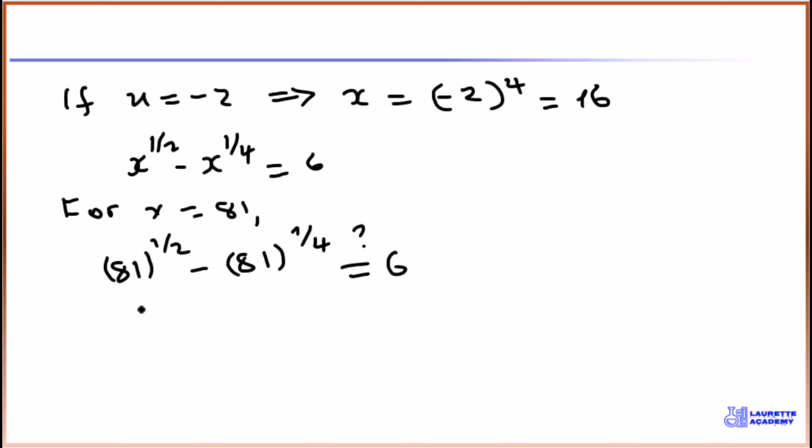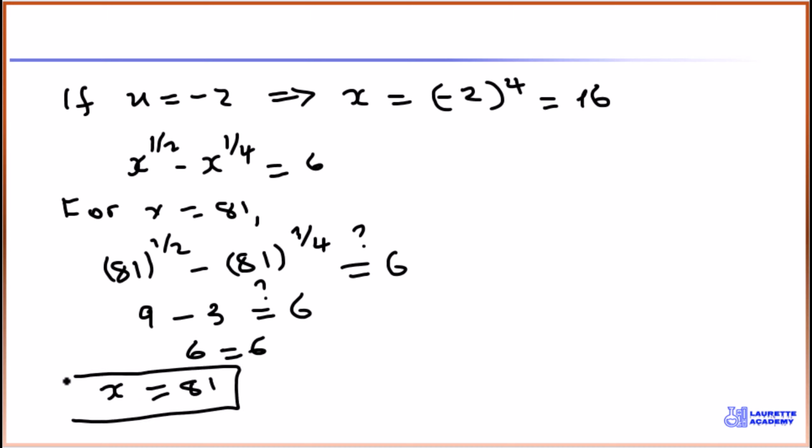81 raised to the power half is the same as the square root of 81, which is 9, and 81 raised to the power 1/4 is the same as the fourth root of 81, which is 3, and this is equal to 6, and so we have that 6 is equal to 6. So the solution x is equal to 81 is correct. Let's try the other one.